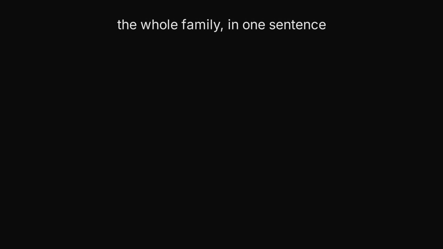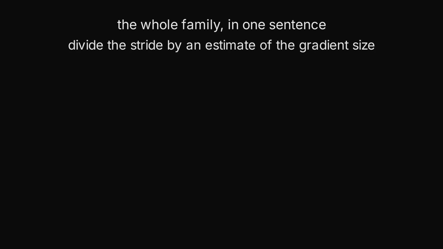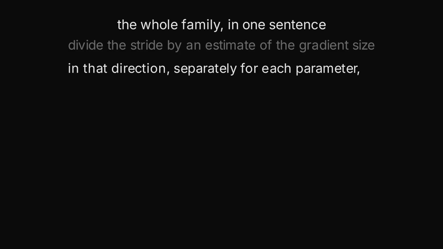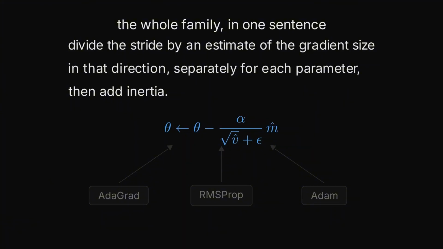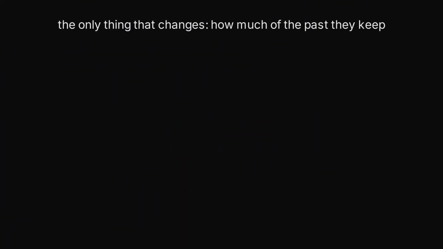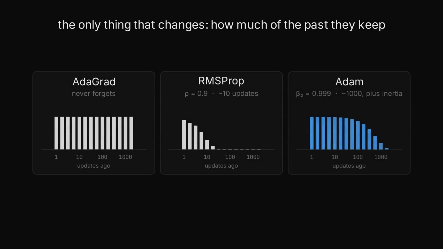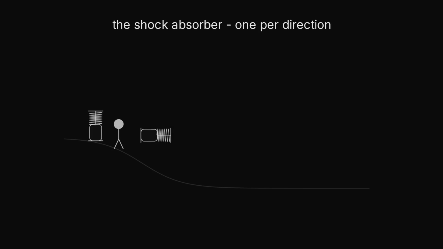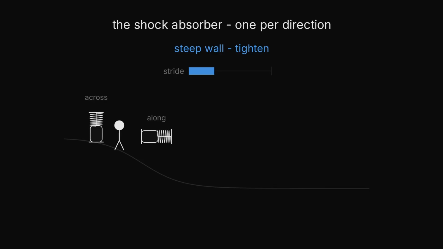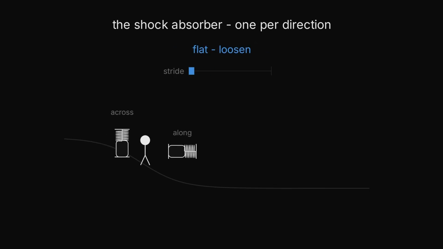Here's the whole family in a single sentence. Divide the stride by an estimate of the gradient size in that direction, separately for each parameter, then add inertia. AdaGrad, RMSProp, Adam. Every one of them is that sentence. The only thing that changes between them is how much of the past they choose to remember. That's the shock absorber our hiker has worn the entire video. One per direction, tightening on walls that have been steep, loosening on the flat.